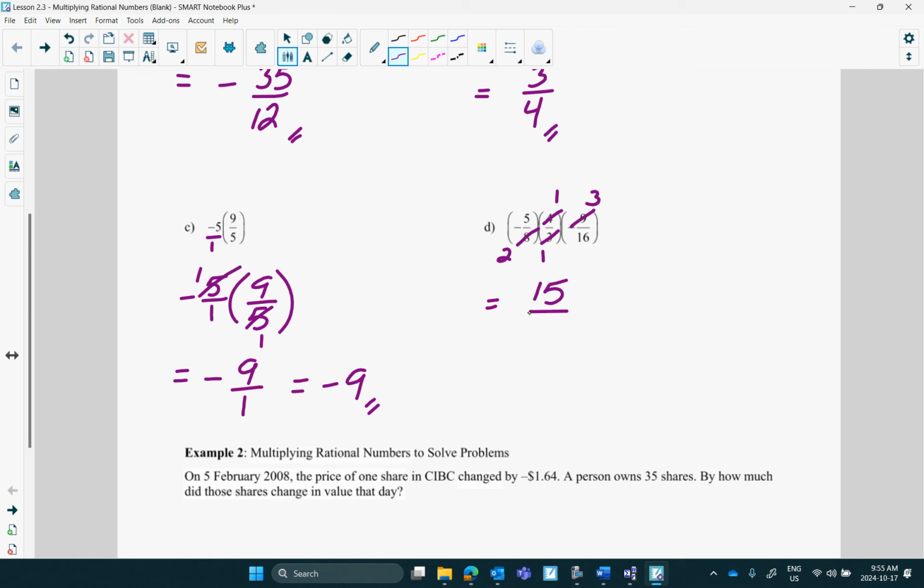32. And because we reduced everything, we know our final answer is reduced. So that's multiplying with positive and negative fractions for rational numbers. Because remember, when you hear the word rational, you think fraction.